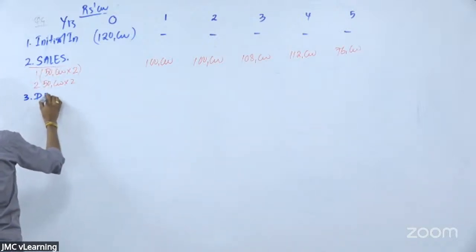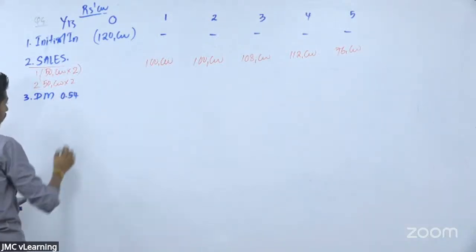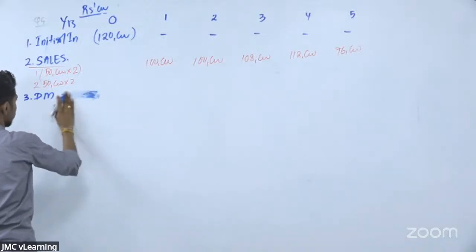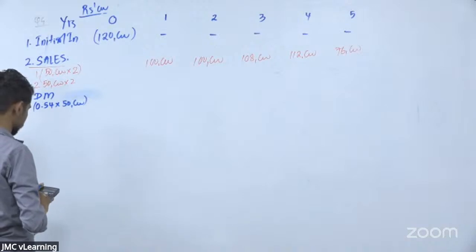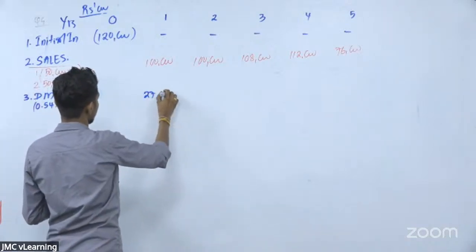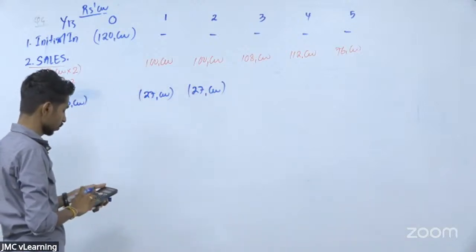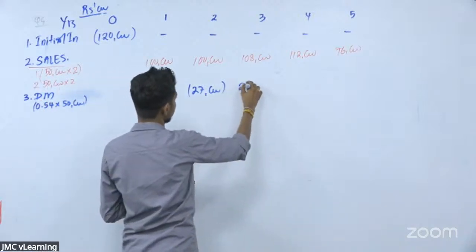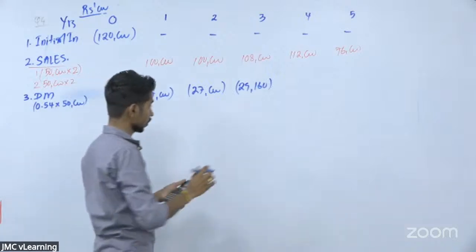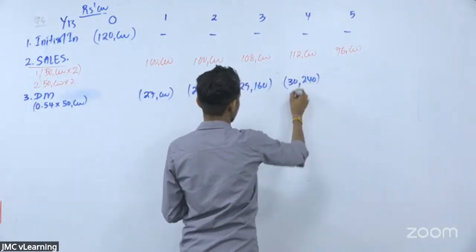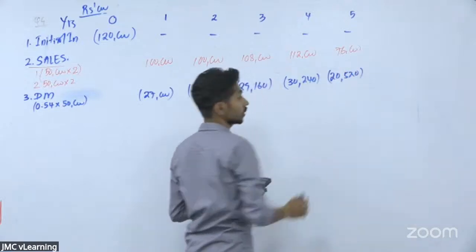Thereafter, direct material, that is the cash outflow. Per test is how much? 540, which means 0.54 into 50,000, 27,000. Next one also 27,000. Next, 54,000 into 0.54, 29,160 if I'm not mistaken. Thereafter 0.54 into 56,000, 30,240. Final year, 38,000 into 0.54, 20,520. That is the cash outflow.